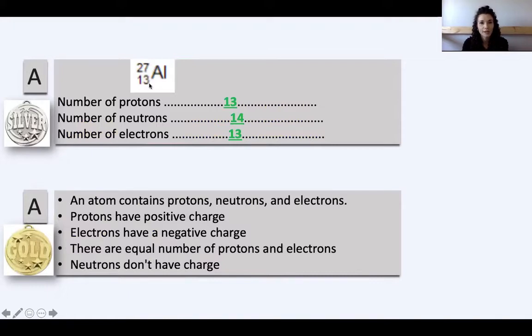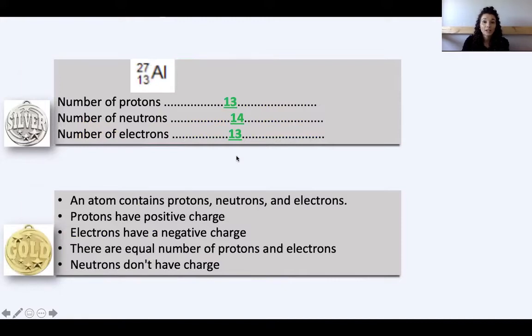So 27 take away 13 is 14, so the number of neutrons is 14. The number of electrons has to be the same as the number of protons, remember, otherwise that seesaw wouldn't balance. So the number of electrons is 13.